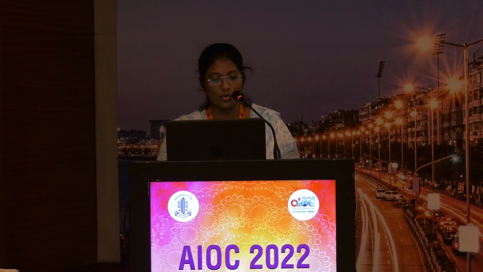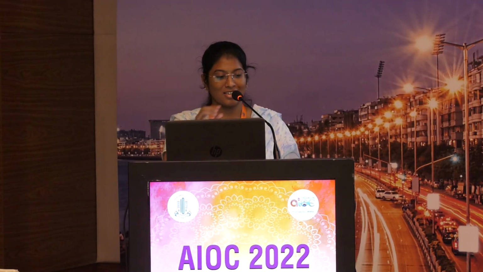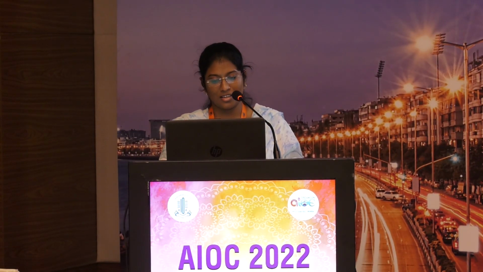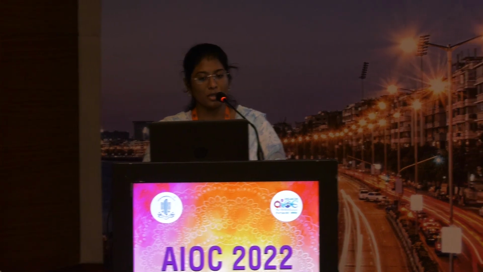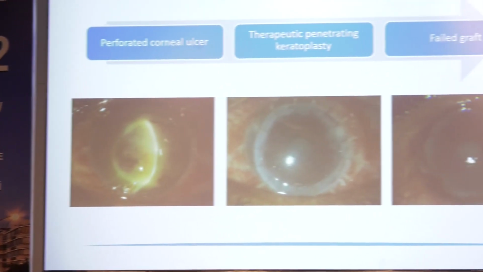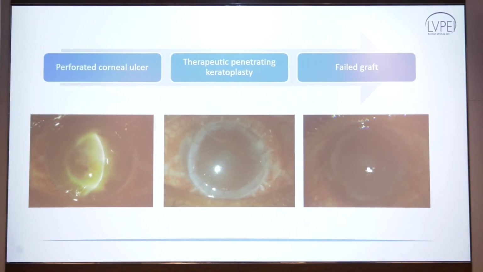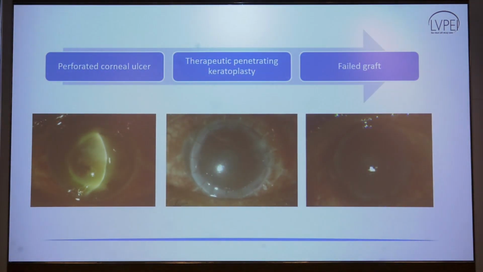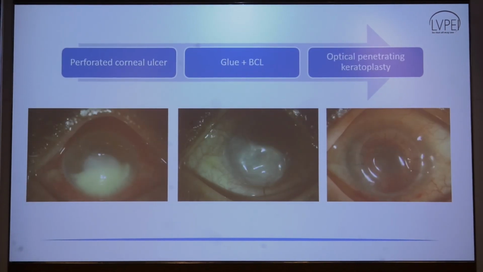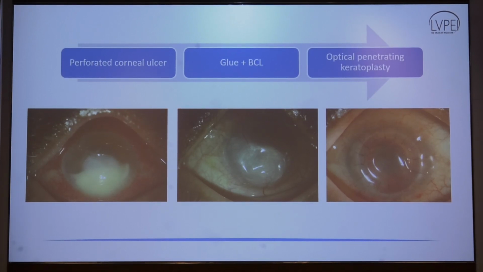So we'll look at how to manage small perforations using tissue adhesives. When we perform therapeutic penetrating keratoplasty in a perforated corneal ulcer, which is usually of larger size, the graft tends to fail early and an endothelial keratoplasty or an optical penetrating keratoplasty becomes mandatory later on. But when you have a smaller perforation, you can get away by doing a glue BCL, and later on you can perform an optical penetrating keratoplasty, which will eventually have a better outcome compared to a therapeutic penetrating keratoplasty.